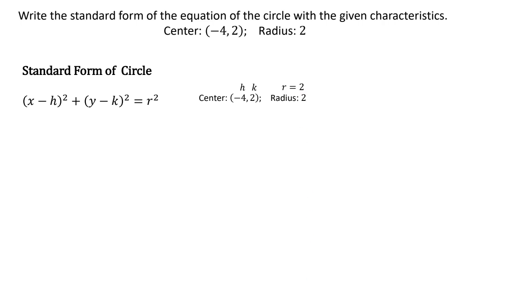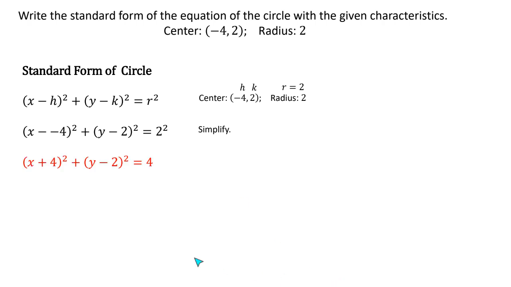So what we're going to do is plug these numbers into our standard form. So we end up with x minus h, which is -4, squared, plus y minus k, which is 2, squared is equal to our radius, which is 2, and we also square that. So then we can simplify a little bit, clean it up a little bit. So here we have negative, which would be positive, and then 2 squared is 4. And so this would be our standard form of our circle.